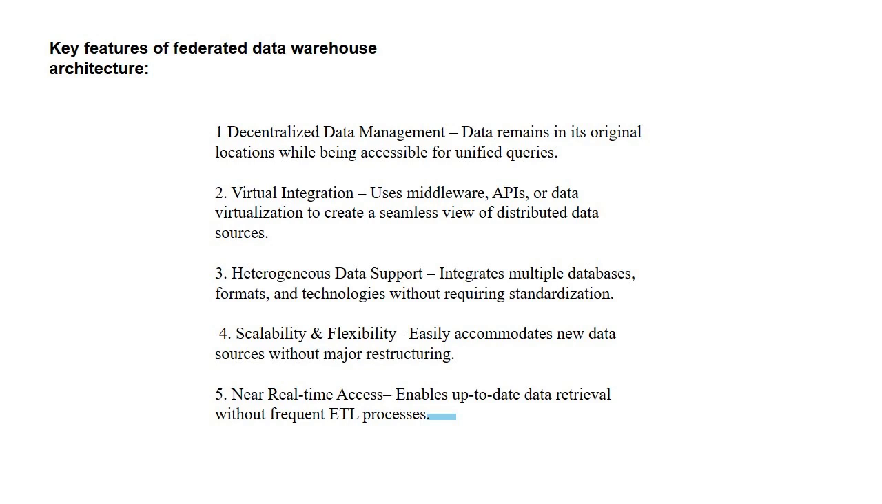And the fourth key feature of the federated data warehouse architecture is scalability and flexibility. Both are very important key features of the federated data warehouse. What are scalability and flexibility? It easily accommodates new data sources without major restructuring. It means new data sources can be added to get new data without restructuring. It is built for getting the new data.